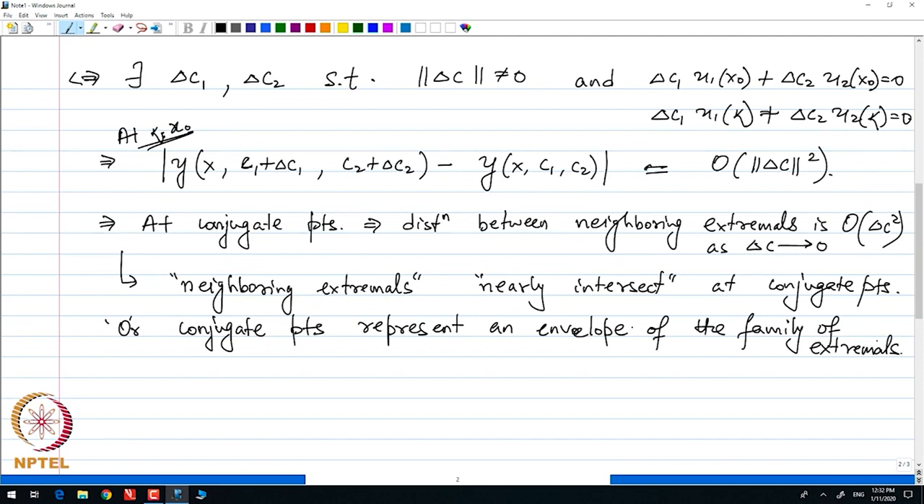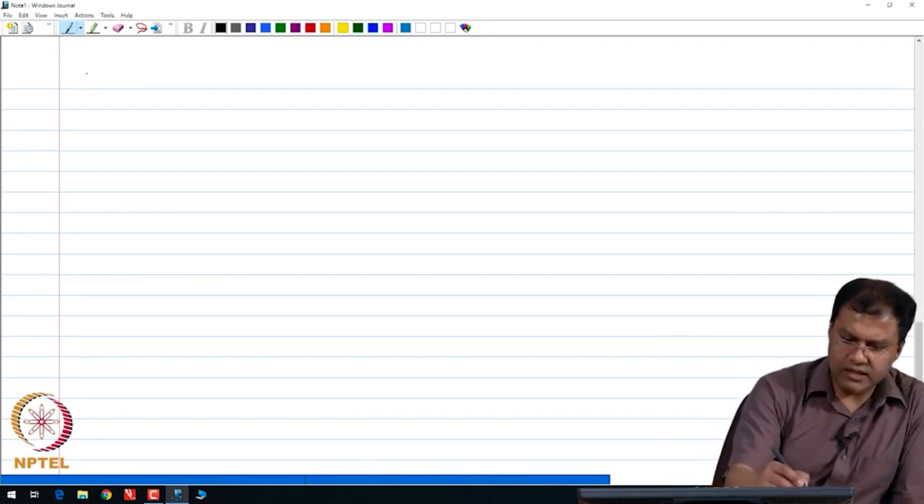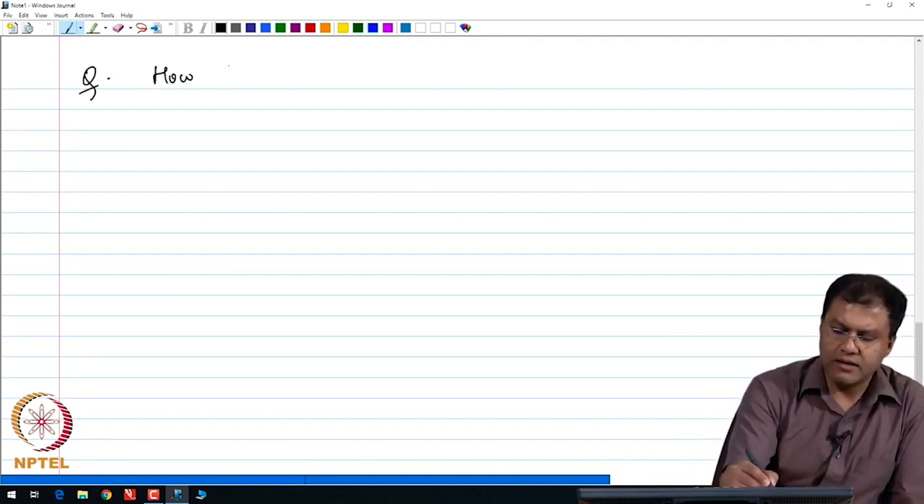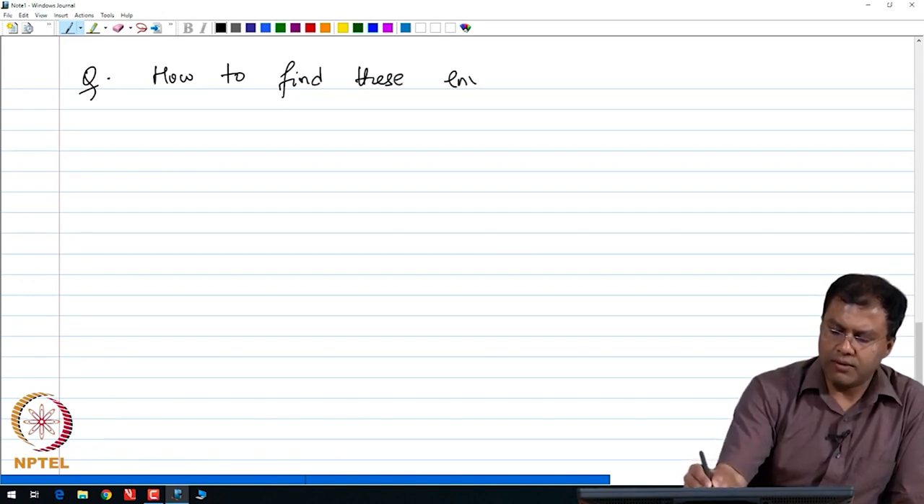So, what is the locus of these conjugate points? They are the envelope of the family of extremals. That completes the geometric description, or the geometric meaning, of these conjugate points. The question is, how can we find this envelope, or is there an analytical or quantitative way to find it? That is what we are going to discuss next.